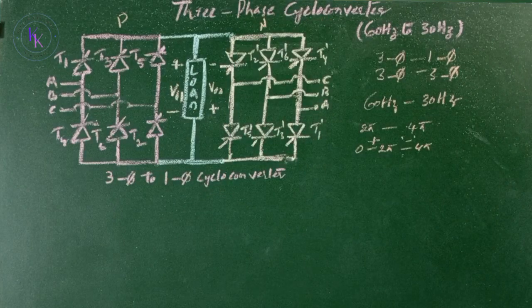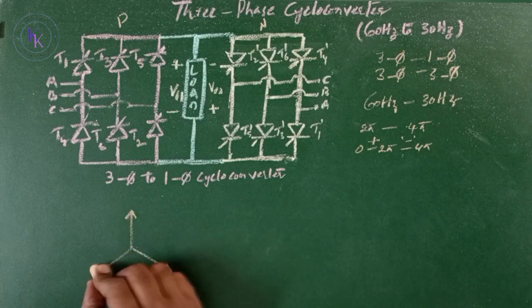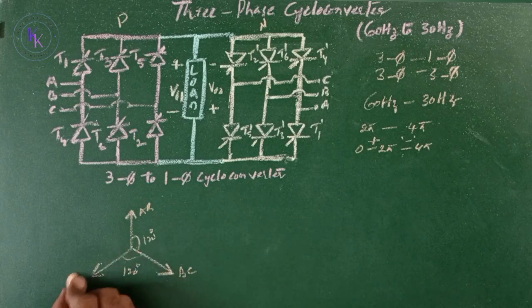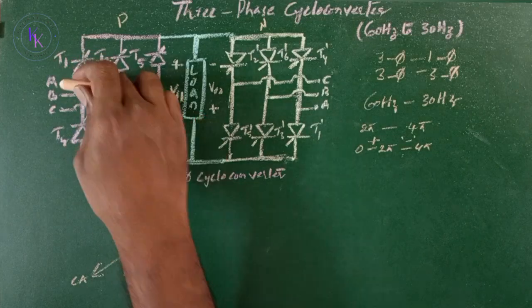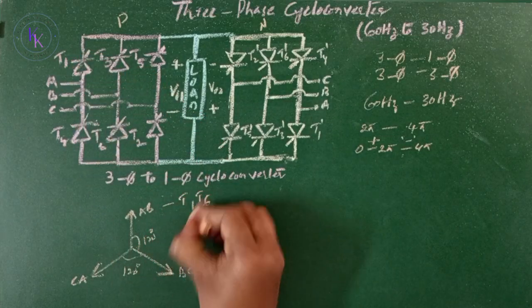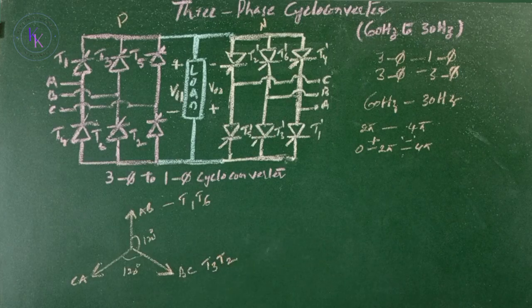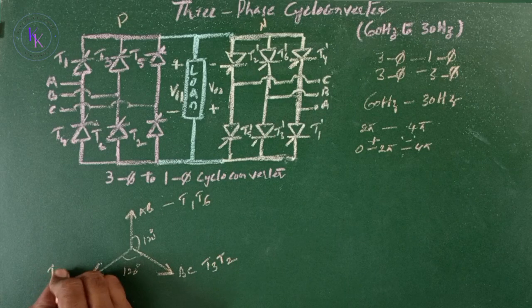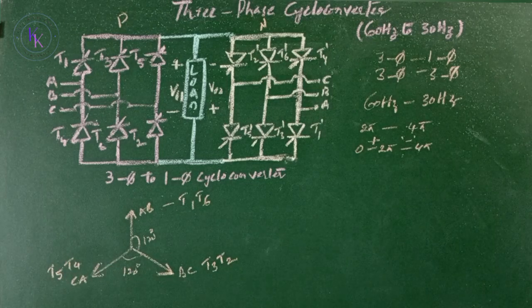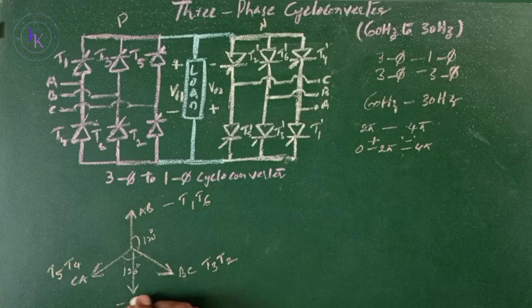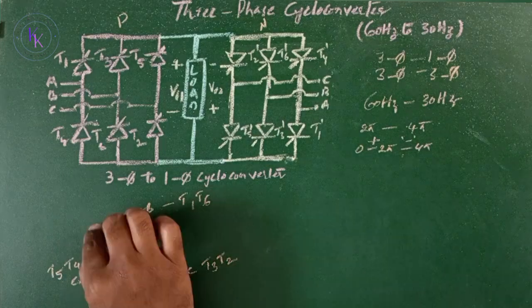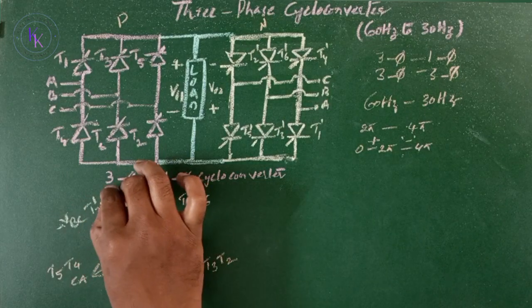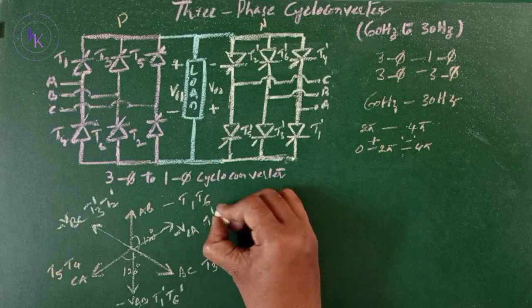The positive converter operates for half the period of the output frequency and the negative converter operates for the other half of the period. We have AB. For AB voltage in positive, T1, T6 will operate, and for BC, T3, T2 will operate. For CA positive voltage, T5, T4 will operate. If we want to get negative voltage, for minus VAB, T1 dash, T6 dash from the negative converter will operate. Negative VBC, T3 dash, T2 dash will operate. Negative CA, T5 dash, T4 dash will operate.